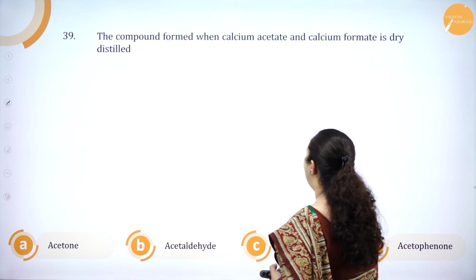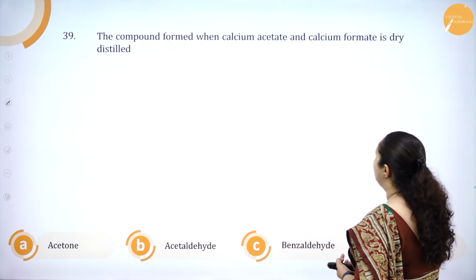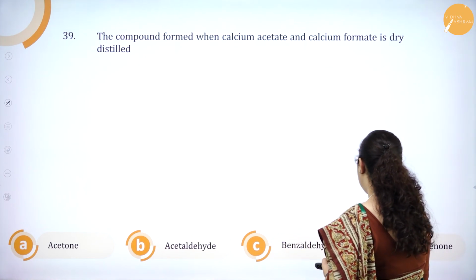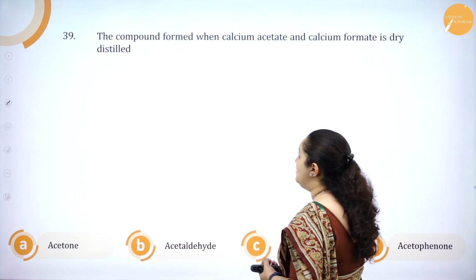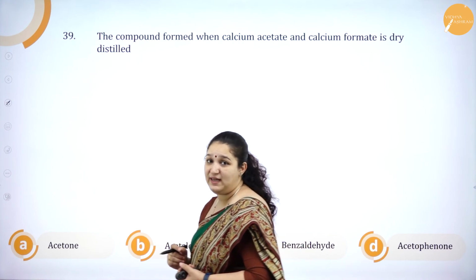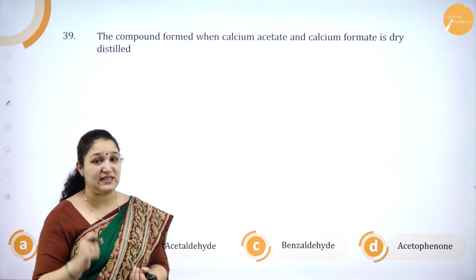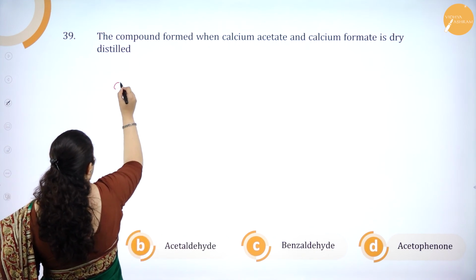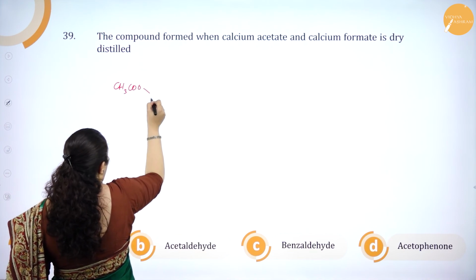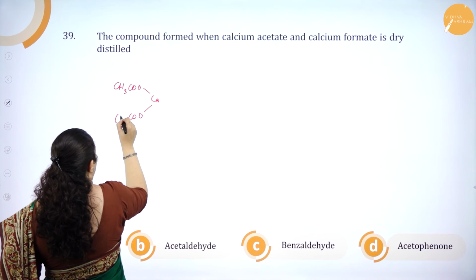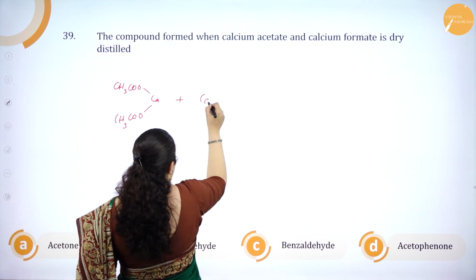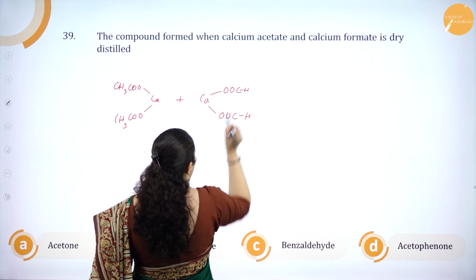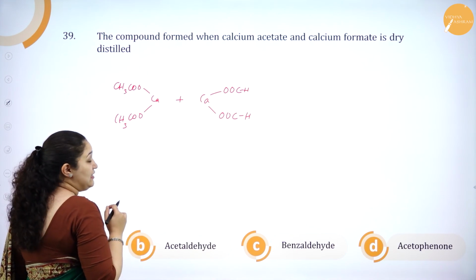The compound formed when calcium acetate and calcium formate is dry distilled is acetone, acetaldehyde, benzaldehyde, or acetophenone. So when calcium acetate and calcium formate are distilled, what is the product formed? I'll write the reaction here. CH3COO, Ca, COOCH3. This is calcium acetate. Calcium formate I shall write, OOCH.